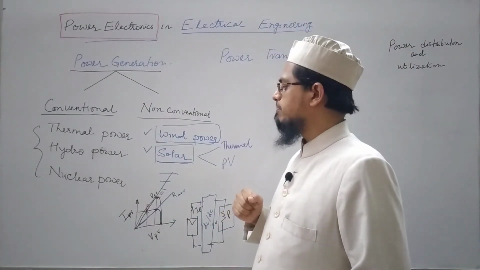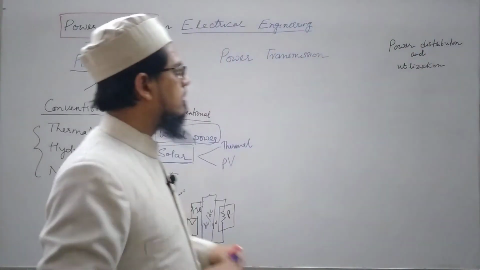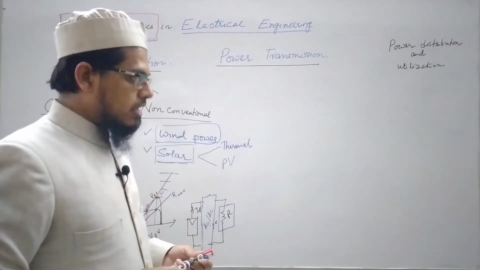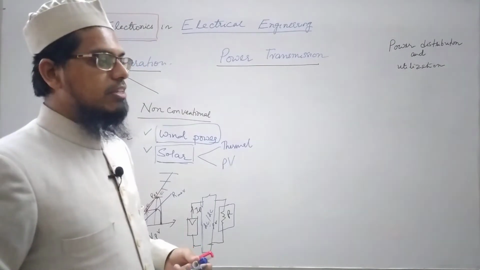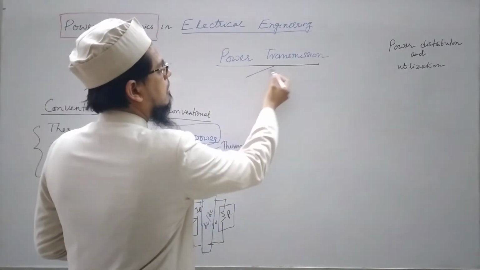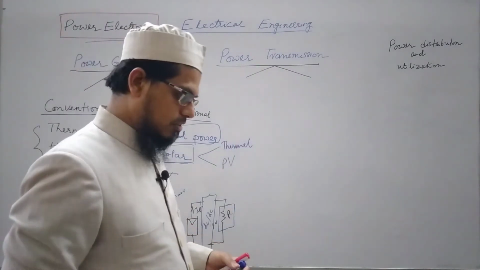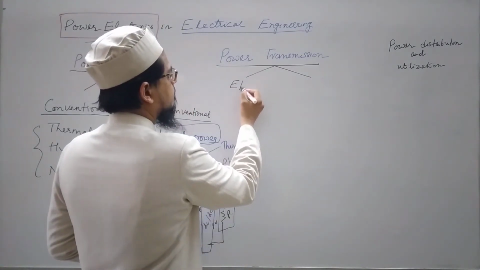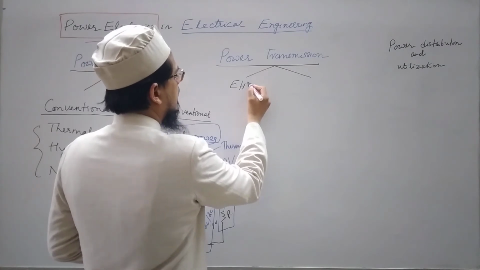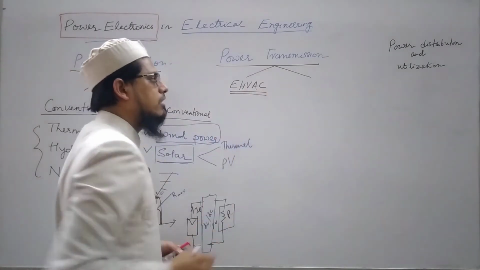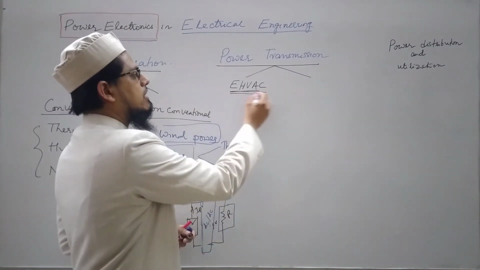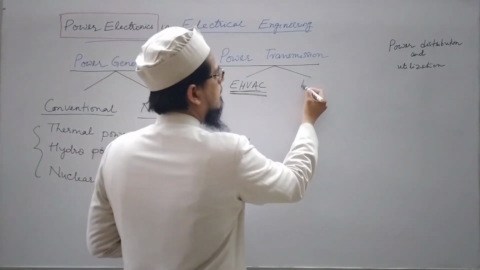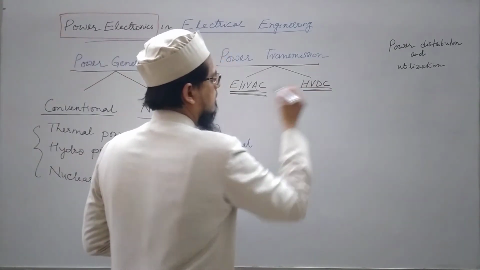Now let's move to the second part, the power transmission. The power transmission of electrical energy is normally done in two ways. The more conventional and more famous one is EHV AC transmission, or HVAC transmission, meaning extra high voltage AC transmission, and the second is HVDC transmission.